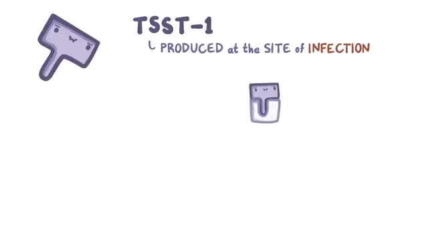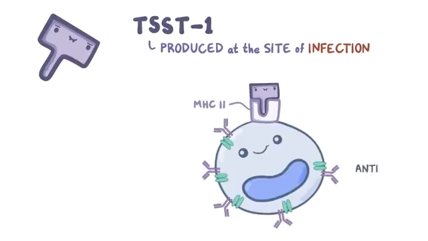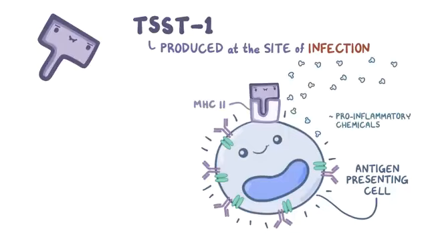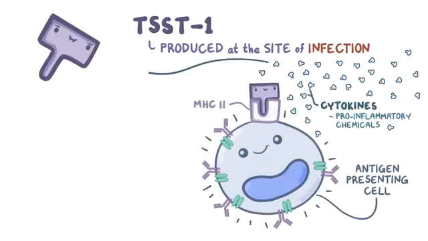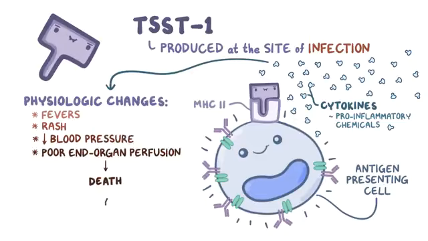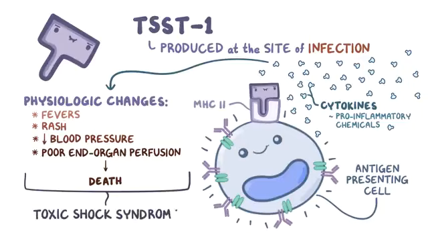TSST1 binds to major histocompatibility complex type 2, or MHC2, which is a receptor found on immune cells called antigen-presenting cells. When TSST1 binds to the MHC class II receptors on these cells, it really stimulates them, making them release loads of pro-inflammatory chemicals called cytokines, creating a cytokine storm. The cytokine storm results in a number of physiologic changes, like fevers, a sunburn-like rash, low blood pressure, and poor end organ perfusion that can result in death. And together this is called toxic shock syndrome.